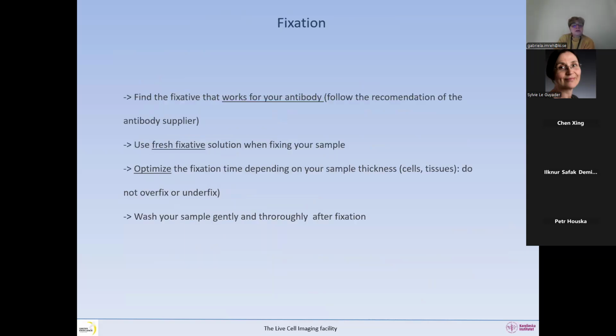We already talked about fixation. I will just say the most important message. When fixing, to find out whether the fixative will work with your antibody, you should follow the recommendation of the antibody supplier. Use a fresh fixative solution when fixing your sample. Optimize the fixation time depending on your sample thickness, meaning cells or tissues. Do not overfix or underfix, and wash your sample gently and thoroughly after fixation.